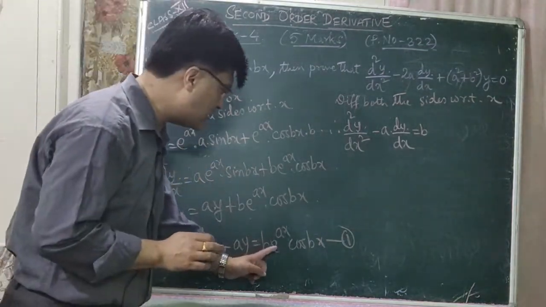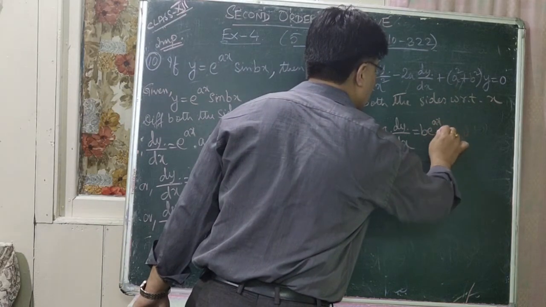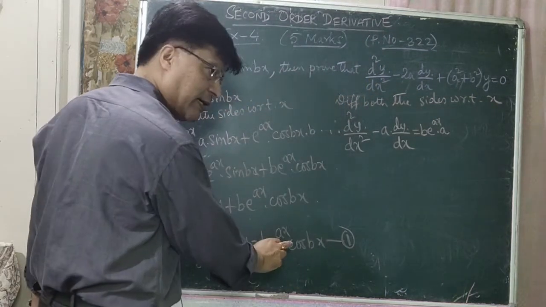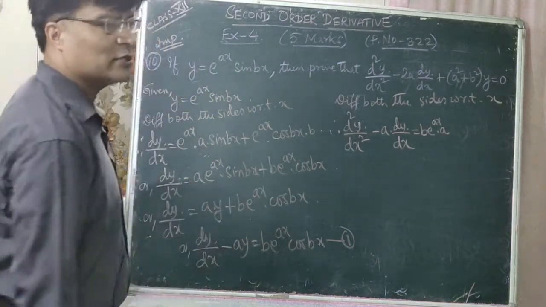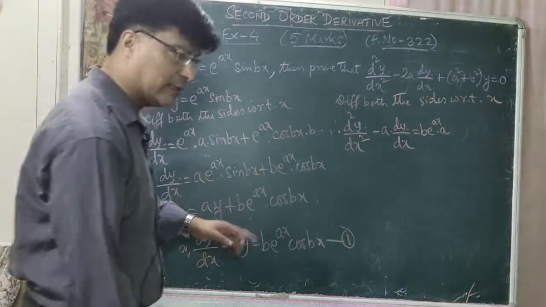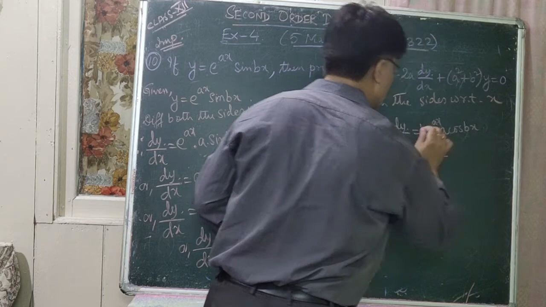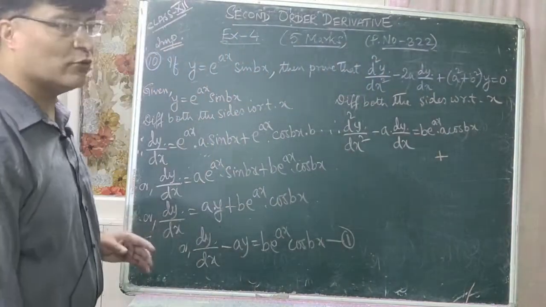So now what is the differentiation of e to the power ax with respect to x? e to the power ax into a, right? So we have taken the differentiation of e to the power ax with respect to x. So it is e to the power ax into a. Then write down cos bx.